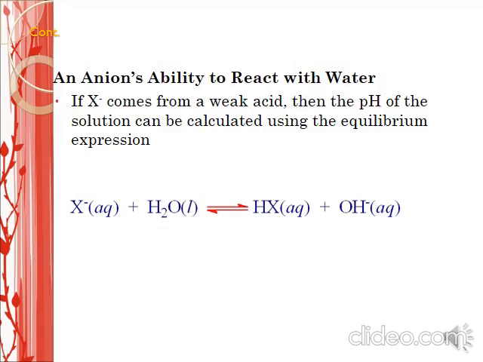Okay, so first of all, get the anion, and you write it plus H2O and see what the product is. That's how we identify whether that particular salt is basic, acidic, or neutral in property.